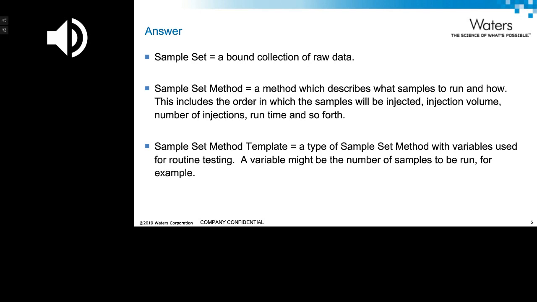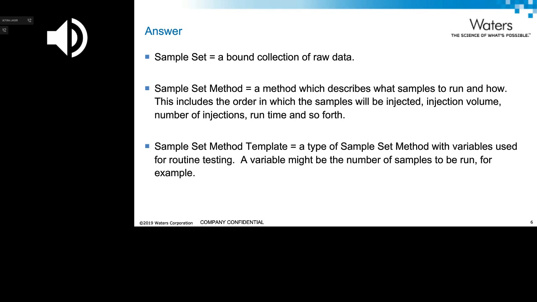So a sample set is a bound collection of raw data. This is the data that we actually collect. Now, how do we get a sample set? We can use either a sample set method or a sample set method template to generate data. And let's look at the definitions for these.